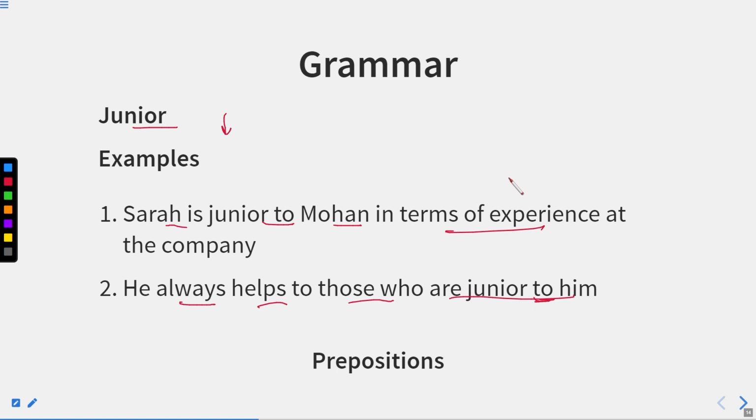This is very, very important again. With these words, we do not use than. Instead, we use to as a preposition along with them, and this is very important, asked many times in the form of spotting errors, fill in the blanks and sentence improvement, etc. Now let us move to the next one.